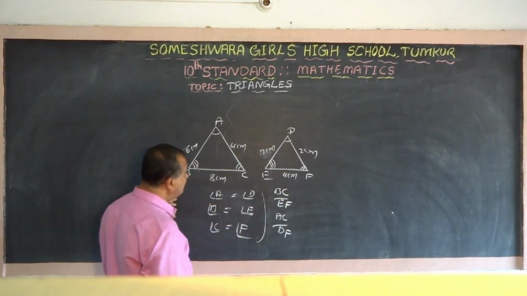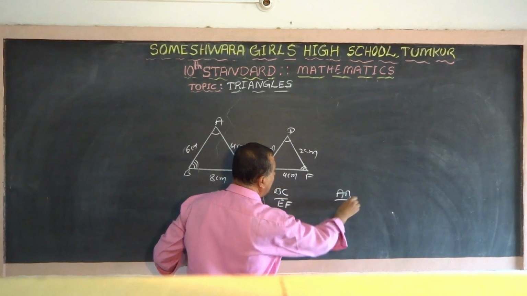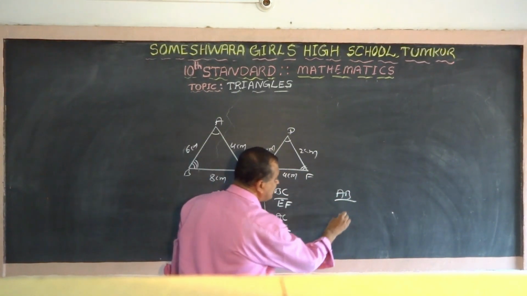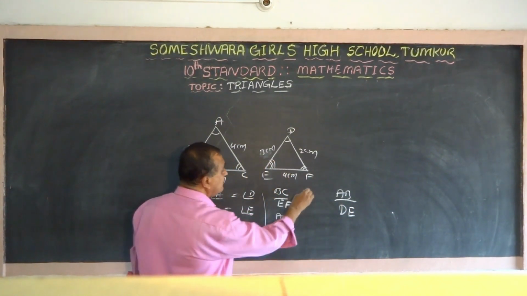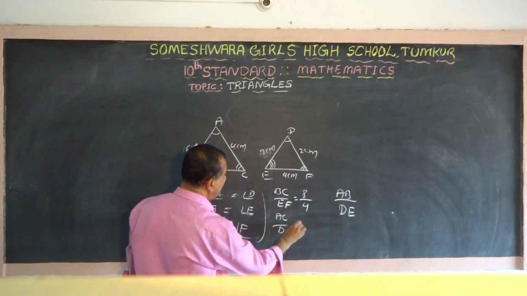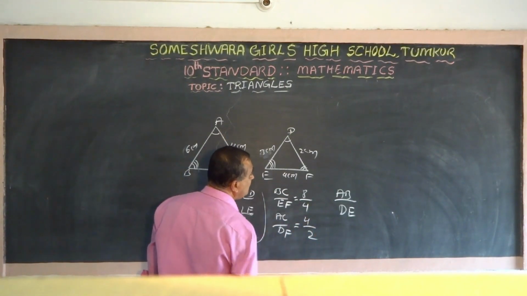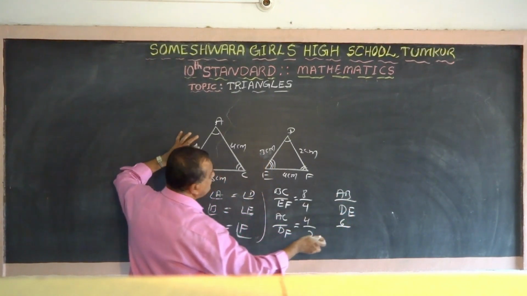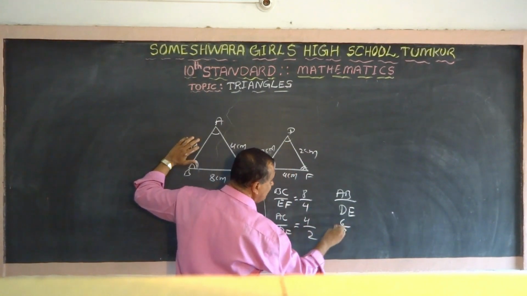Now take angle C, what is opposite to it? AB. And angle F, what is opposite to it? DE. Now take the ratio. BC is 8 by 4. Next, AC is 4 by 2, and then AB is 6 and DE is 3. Now take the ratio.